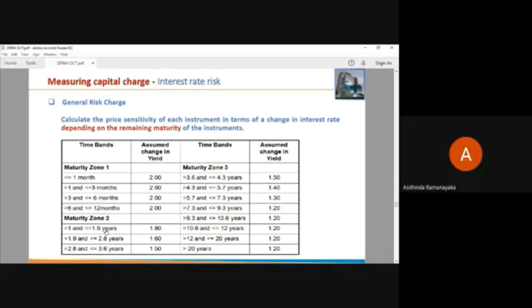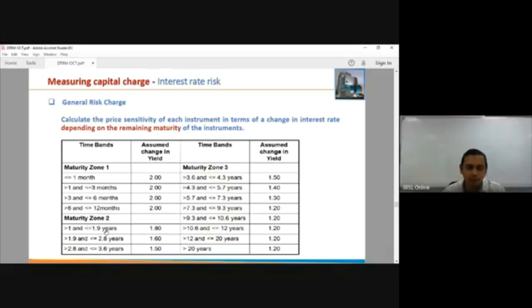The face value. Yeah, face value of the instrument. And your yield rate, the interest rate, is important. So we need to input the face value of the instrument, what is the yield rate or the interest rate of the instrument, and what is the remaining maturity of that instrument. By applying these three, you can compute your portfolio's mark-to-market value.